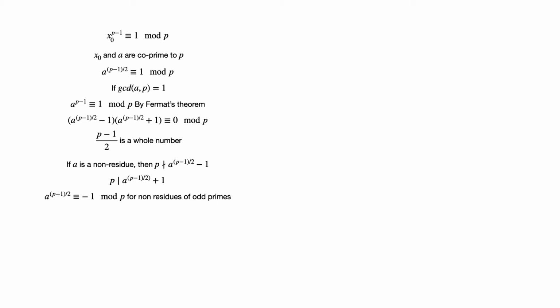Notice how for quadratic residues, the congruence a^((p-1)/2) congruent to negative 1 mod p is not satisfied. If it were, then we would have that 1 is congruent to negative 1 mod p, leading to the contradiction that p divides 2. Proceeding further, we now introduce the concept of the Legendre symbol and discuss its properties.